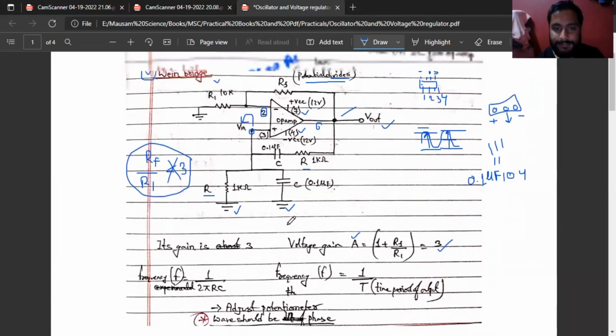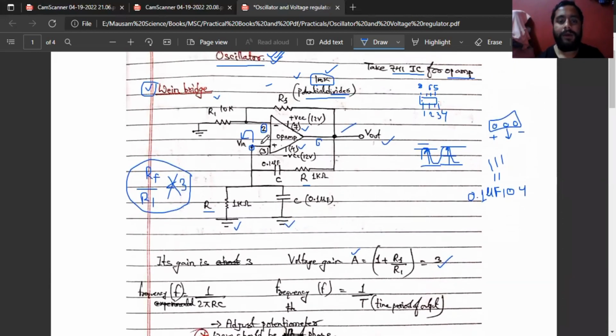Another part is what we need to do now. We need to take out the values of V in and V out for at least 3 different values of R and C. We need to change this R. One time we may keep 1 kilo ohm on both sides and see the curve, and see what the gain will be. Another time we can change it to 2.2 kilo ohm because it is easily available, 2.2 kilo ohm.